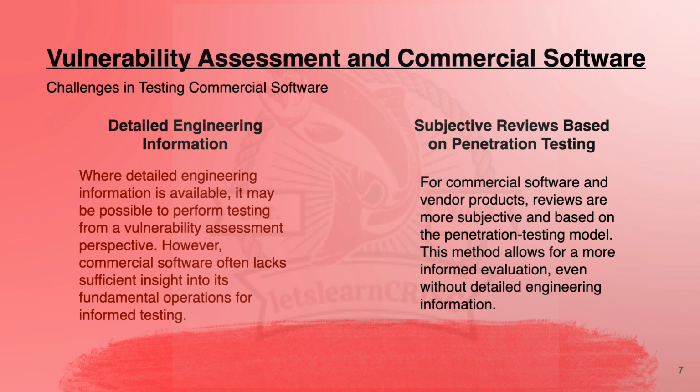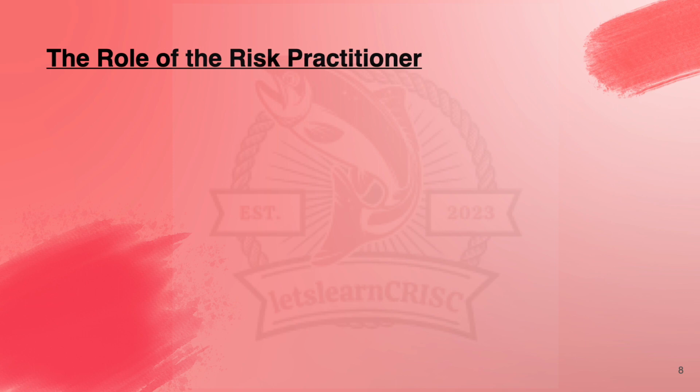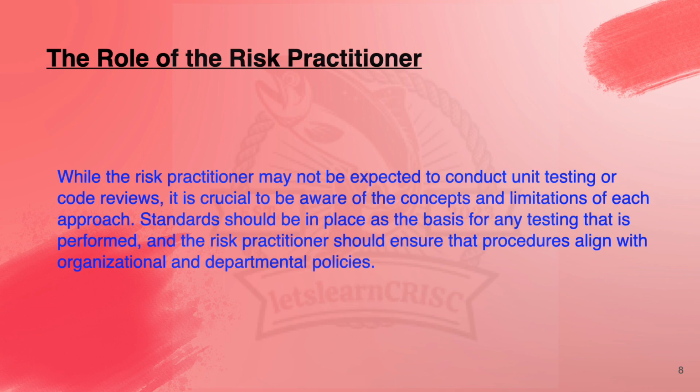Right? Moving next. Next, we'll discuss the role of the risk practitioner. Friends, the primary role of a risk practitioner is to manage and mitigate risk within an organization. So this includes understanding the concepts and limitations of testing approaches like unit testing and code review. The risk practitioner should have a fundamental awareness of the concepts and the limitations associated with unit testing and code review.